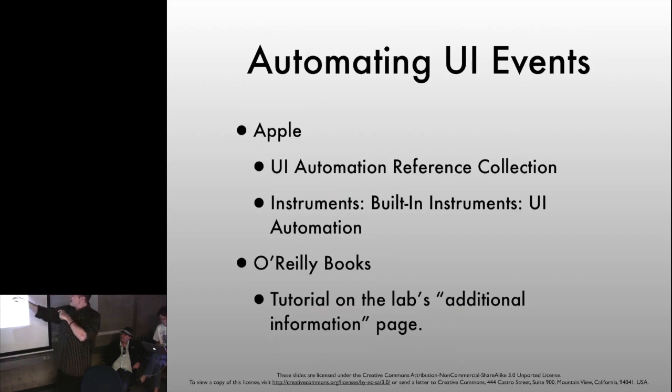So the UI automation reference collection in the developer documentation has a lot more information about this. Instruments is the application that you'll be using, whether it's Xcode 3 or 4. It's a built-in instrument called UI automation. O'Reilly's books also, and I'll provide a link for this, has also got a tutorial on how to set up user interface automated testing. With Xcode 3, I believe, but the concepts are very similar with Xcode 4.